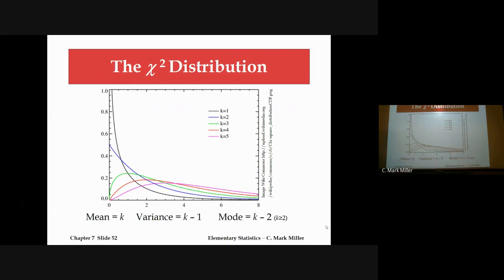So let's look for a second at that green curve right there. The green curve is k equals 3. So that's degrees of freedom is 3, right? So that says the mode, the high point there, is at 1, which is k minus 2. The variance is going to be k minus 1, which would be 3. That's kind of weird. And then mean is going to be 4. Excuse me, I'm sorry, 3 degrees of freedom, the mean is 3. So the mean is right here.